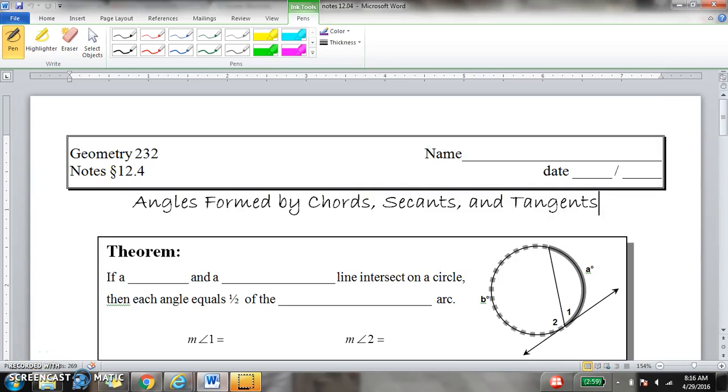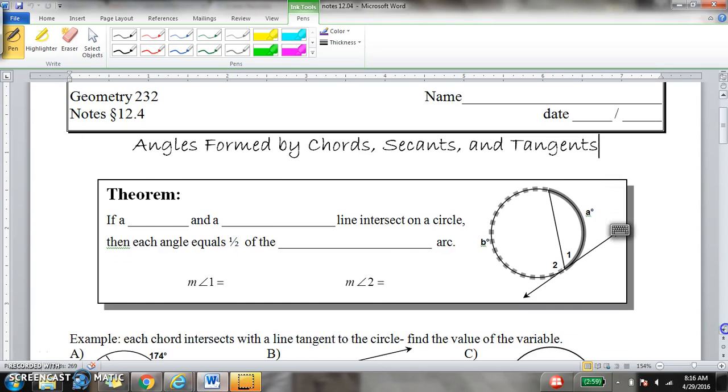This is geometry, section 12.4, angles formed by chords, secants, and tangents. So we start with a theorem, more about these three things that we've been learning about all of this chapter that have to do with circles. The first one says if a chord and a tangent, so a chord is a segment inside a circle with endpoints on the circle. A tangent, again, is a line that touches the circle once.